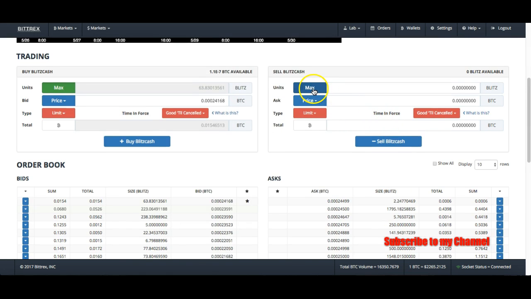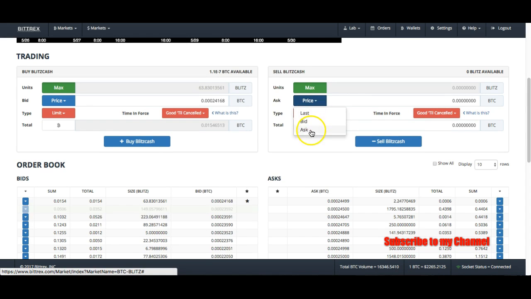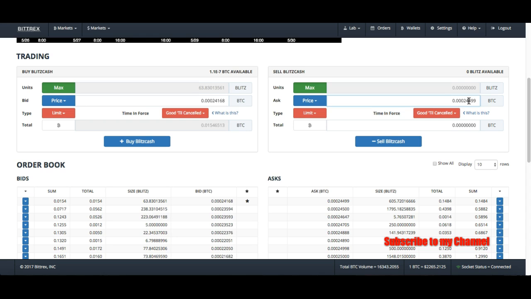If you want to sell, simply click here, max. You can put ask, or you can put last. Let's say for example, you purchase at 24,168, and you're gonna step away from your computer for an hour or two, or 3 or 4 hours, but you don't want to lose more than 24,168. Just in case, what I would do is I would simply put it there. And what's going to happen is, if it does drop down to 24,168, it's going to automatically sell for you, so you don't lose more than that.